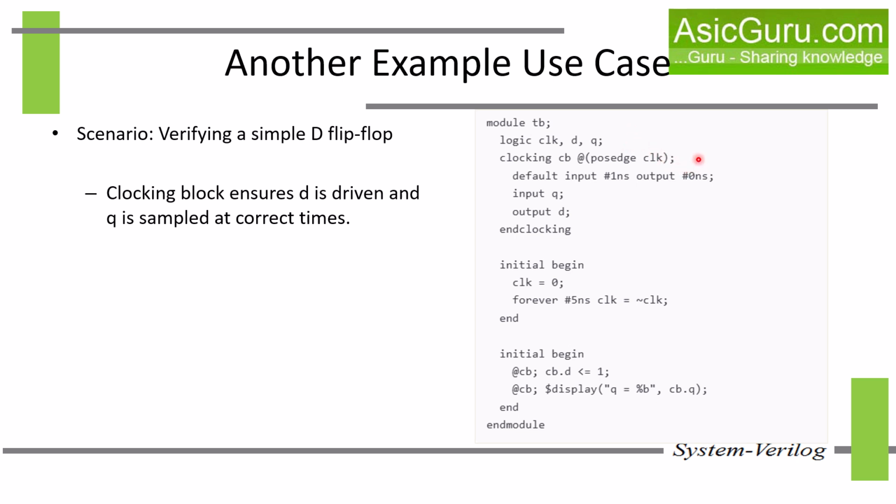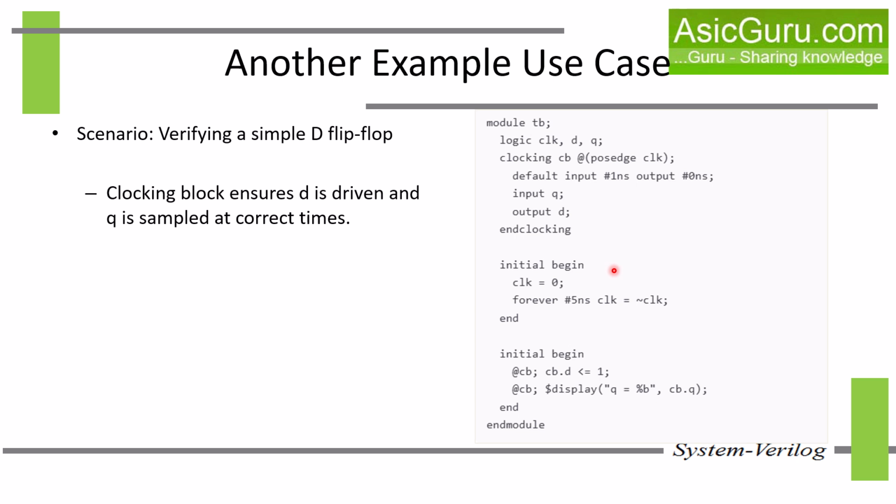Next we are defining a clocking block inside a module. Please note that this clocking block we can define inside a module, inside an interface, or even inside a program block. Here the clocking block is defined on the positive edge of the clock. We have set the default input skew to 1 nanosecond and output skew to 0 nanoseconds. Then we are defining input and output signals, and they would be synchronous with respect to the clock.